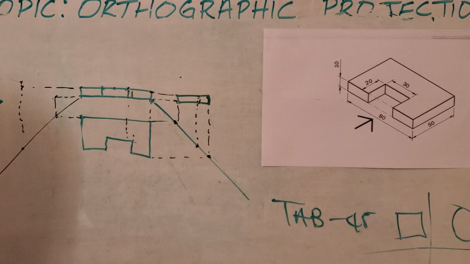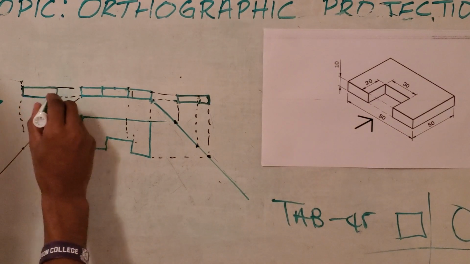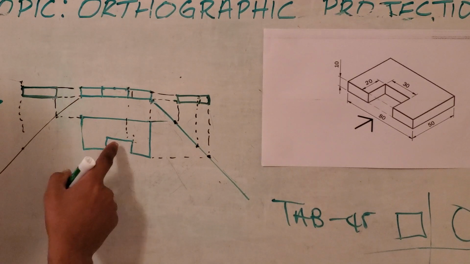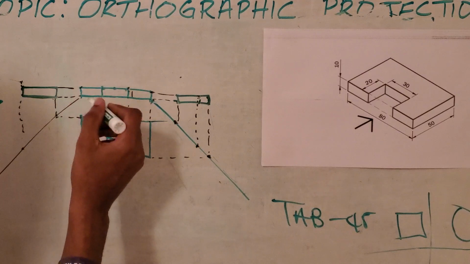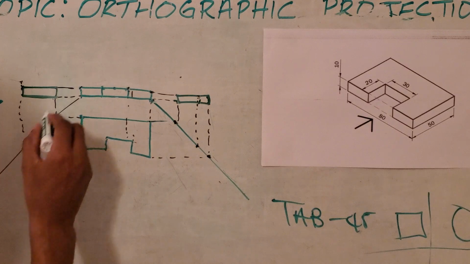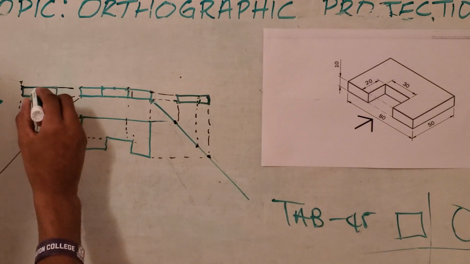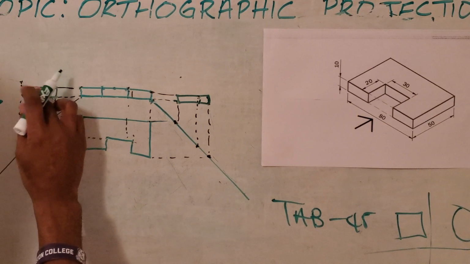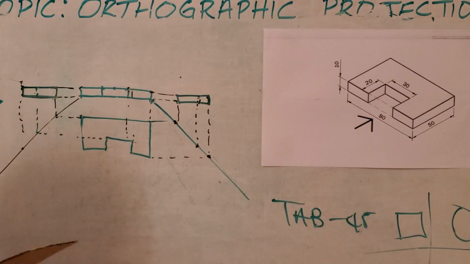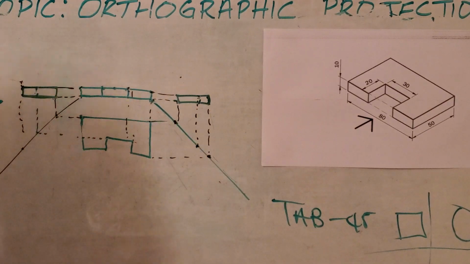Then we use rectangle, left click here, then we do the same thing to get this point here, left click here, then hover at this point to here. And that is it. The front, plan and end elevation has been generated.